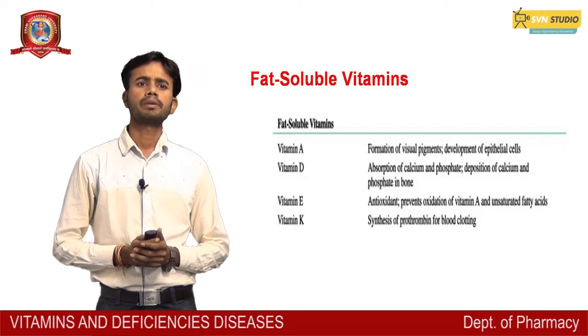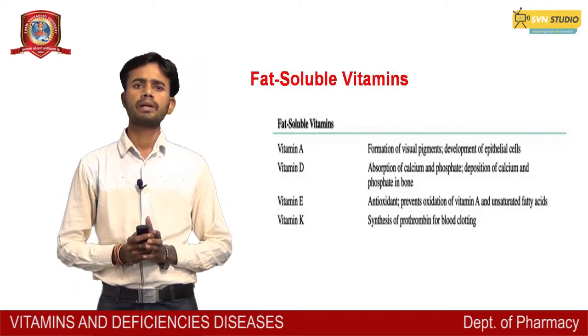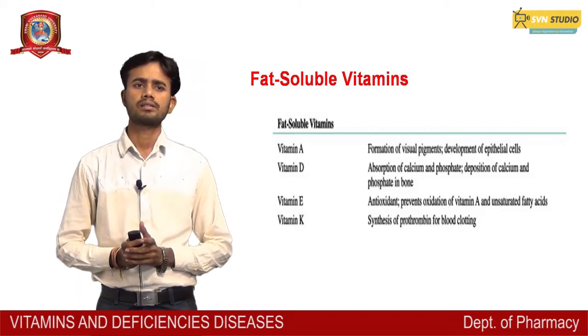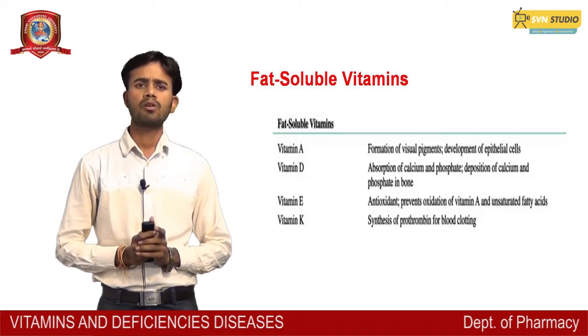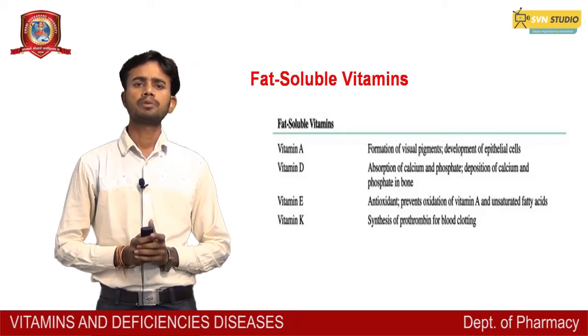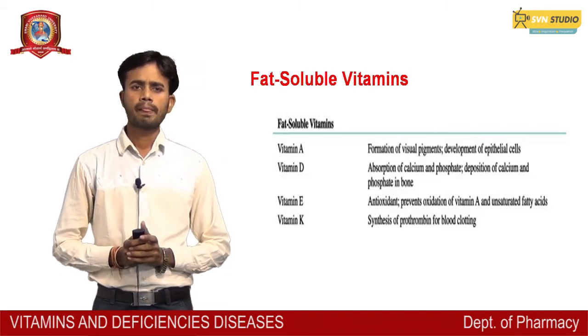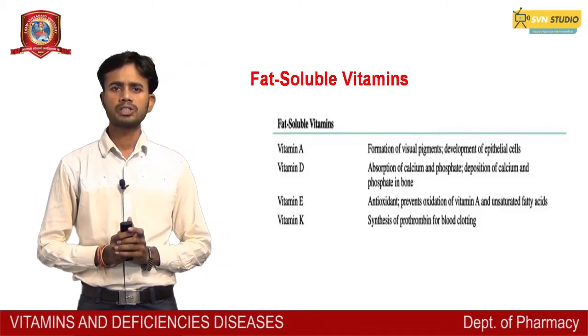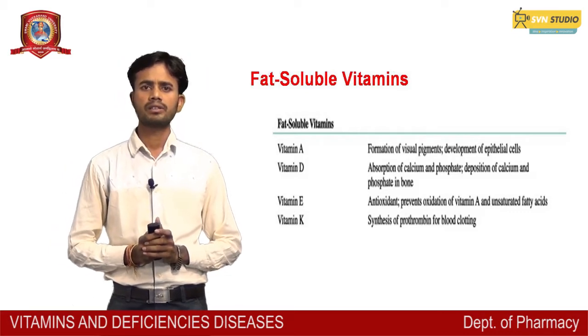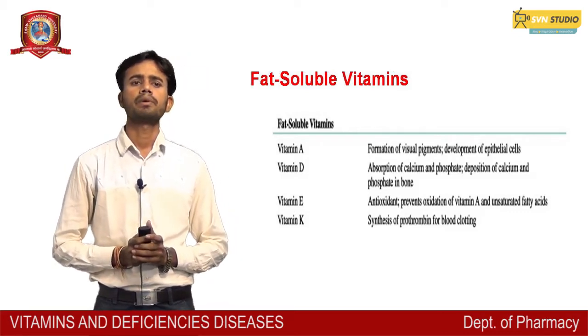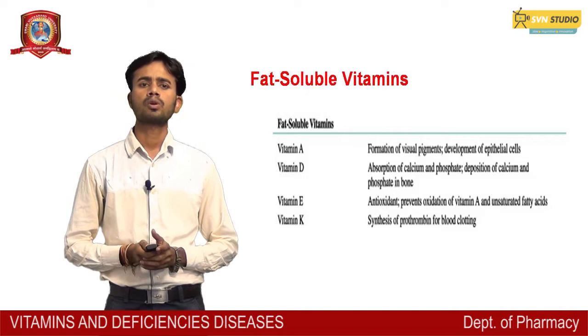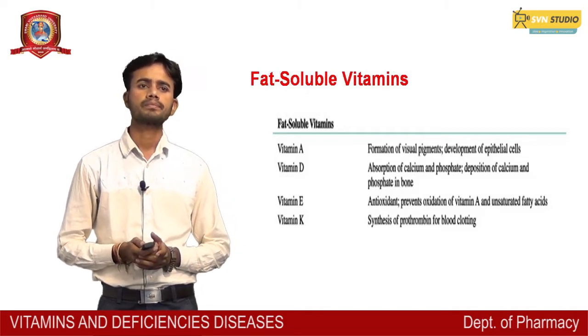Fat-soluble vitamins. Vitamin A, formation of visual pigments, development of epithelial cells. Vitamin D, absorption of calcium and phosphate, deposition of calcium and phosphate in bone. Vitamin E, antioxidant, prevents oxidation of vitamin A and unsaturated fatty acids. Vitamin K, synthesis of prothrombin for blood clotting.